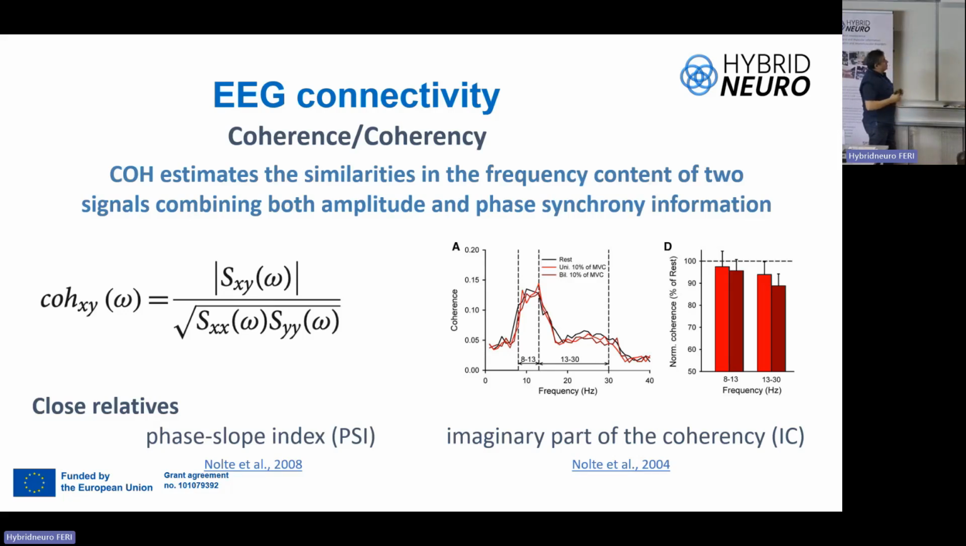So this propagated information, which you want to remove, is associated with the real part of the coherence, and the imaginary part is more related to this connectivity.